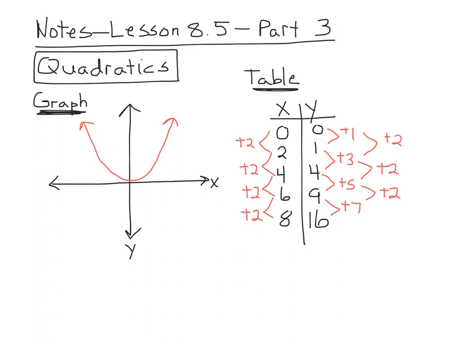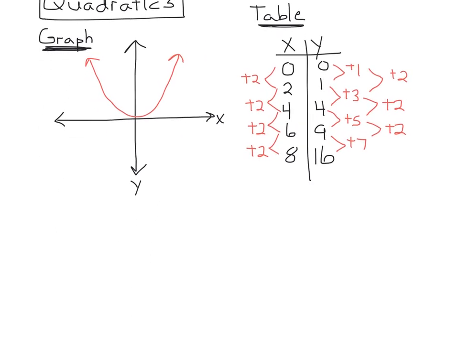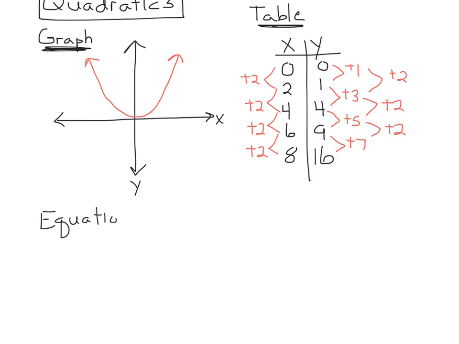All right, next is going to be the equation. So an equation for a quadratic is going to be y equals ax squared plus bx plus c. And for us to write an equation, we're going to keep it simple, and we're going to do y equals ax squared. Okay, we're going to keep it simple in this unit.